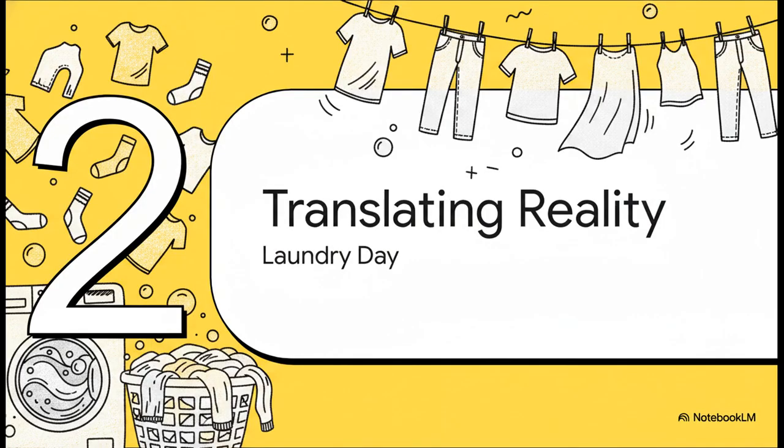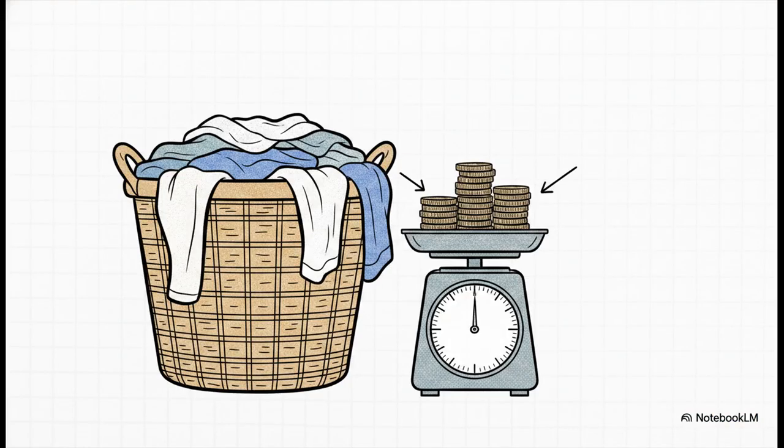Moving on to Section 2, Translating Reality, Laundry Day. Imagine you're dragging a giant, heavy bag of clothes to a wash and fold service. The service charges a $5 base fee just to accept your order, and that's before they even weigh your laundry, which costs $2 per pound. Think about it. If you brought in literally 0 pounds of laundry, you would still theoretically owe that $5 base fee. That fact right there tells us for sure we are dealing with a non-proportional relationship.